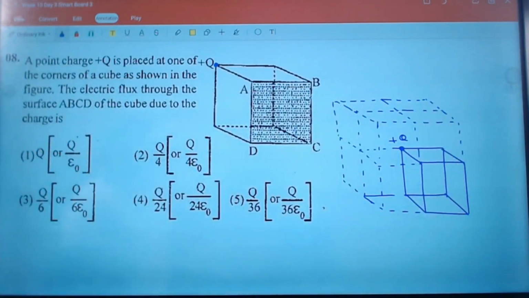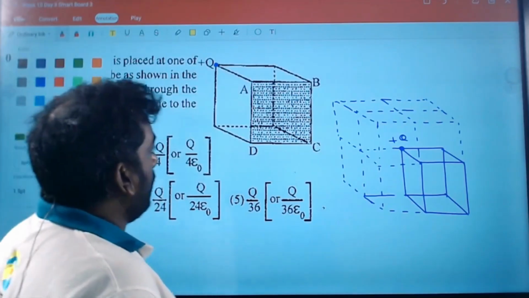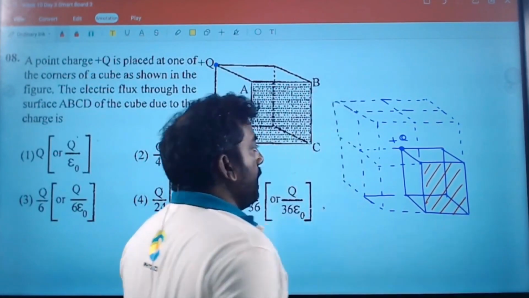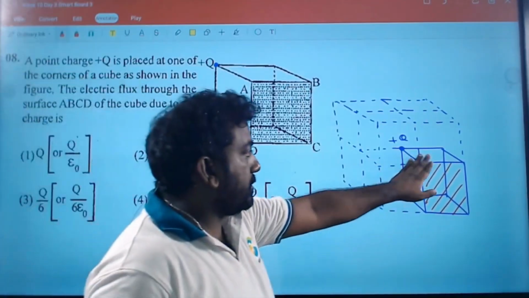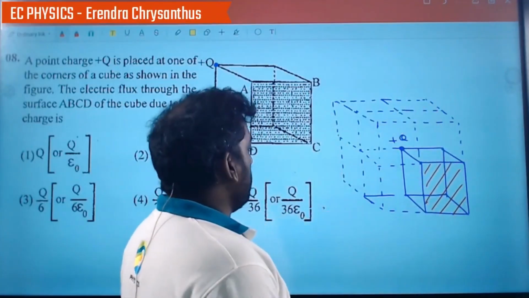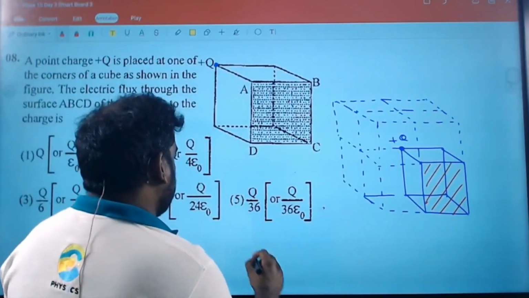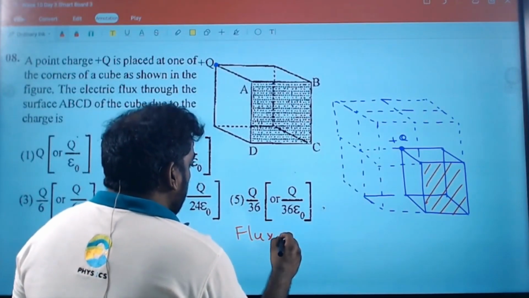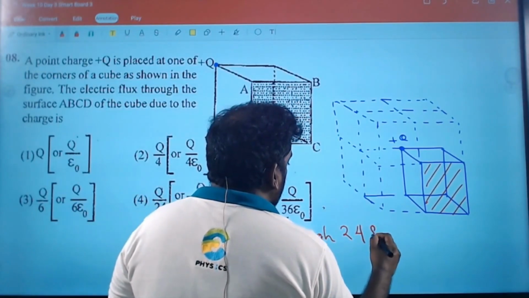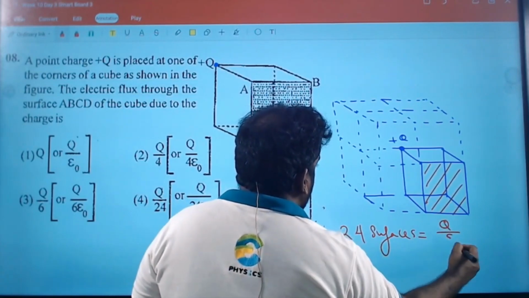And now fully closed. Now, how many surfaces like this do you have? 1, 2, 3, 4. 4 times, sorry, 6. 24 surfaces. Flux through 24 surfaces: sum of charges inside, Q over epsilon naught.